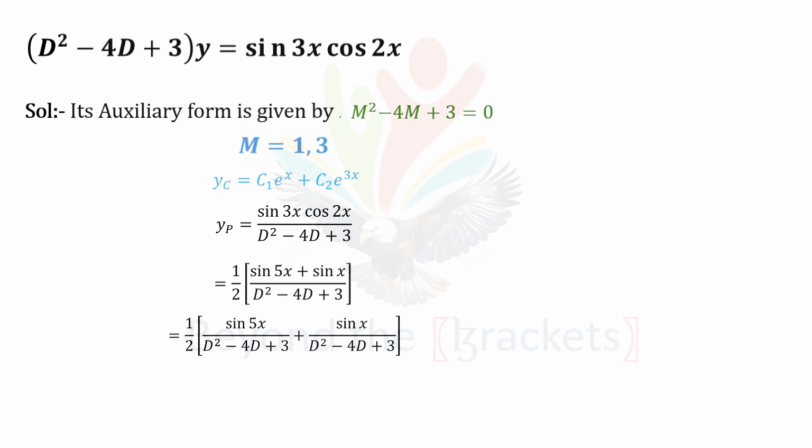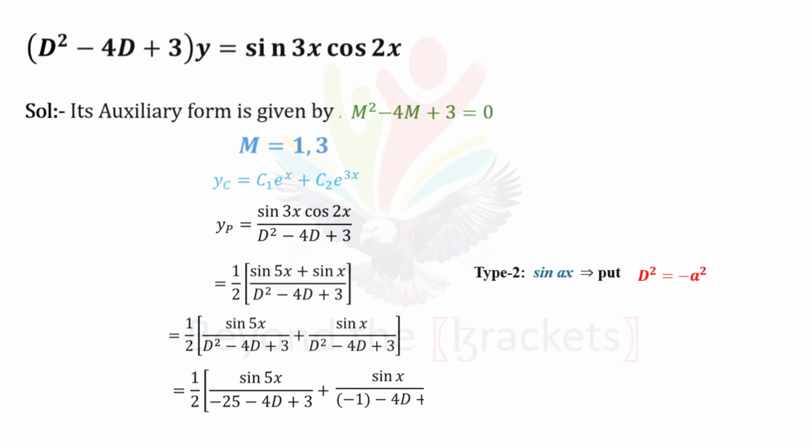The first term, sin 5x, is type 2 where the substitution will be d square is equal to minus a square, where a is equal to 5. So we get sin 5x divided by minus 25 minus 4d plus 3. For the second term, sin x, again it is of type 2 where the substitution is d square is equal to minus a square, where a is equal to 1. Replacing d square with minus 1, we get minus 1 minus 4d plus 3.